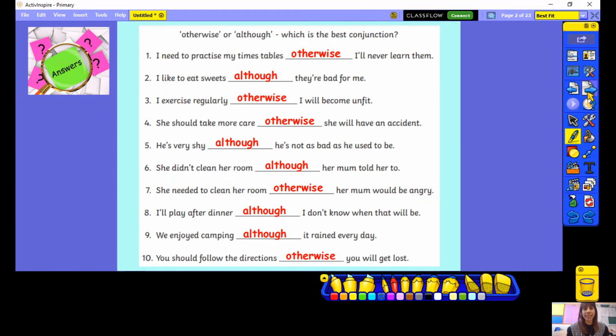Okay, well done, and I look forward to seeing you using conjunctions which are a bit more adventurous, like otherwise and although in your writing. So definitely going to be keeping my eyes peeled out for that.